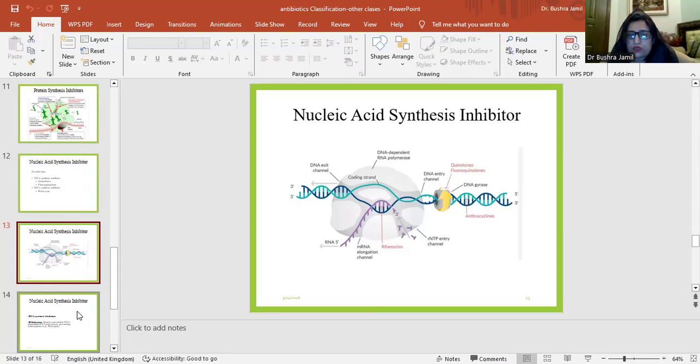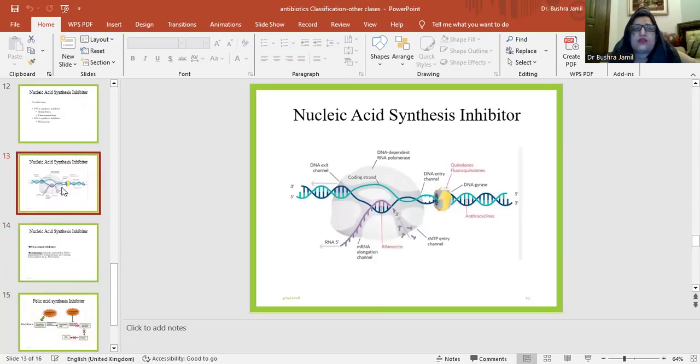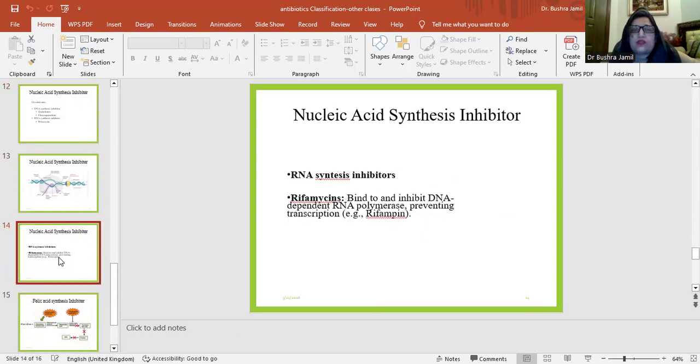That's all about nucleic acid synthesis inhibitors, and they include quinolones and fluoroquinolones. Ciprofloxacin is a very common example of quinolone antibiotics. RNA synthesis inhibitors include rifamycin. Rifamycin binds to DNA dependent RNA polymerase, so it interferes with the transcription process. That's how the nucleic acid synthesis inhibitors work.